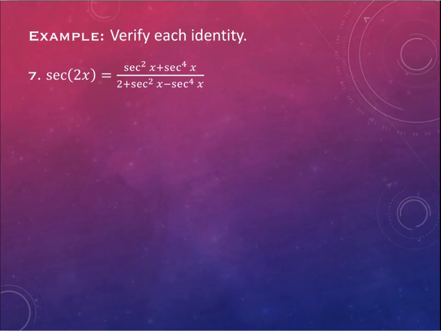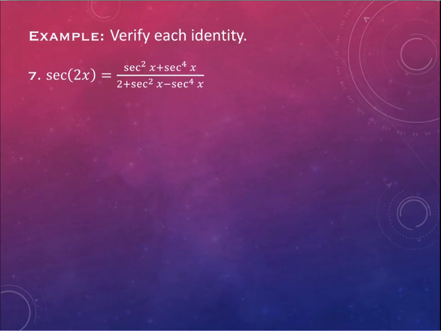Now, we talked about how we go about verifying identities when we were working with these in the previous sections. The things that we talked about are the fact that you might want to use some identity to change something. You might want to reduce a power, or you might want to take the more complicated side and simplify it. We talked about changing everything into sines and cosines when there's nothing else that we know what to do. Does that all sound familiar? We've been doing that for a couple of weeks now, where we've been thinking about those processes.